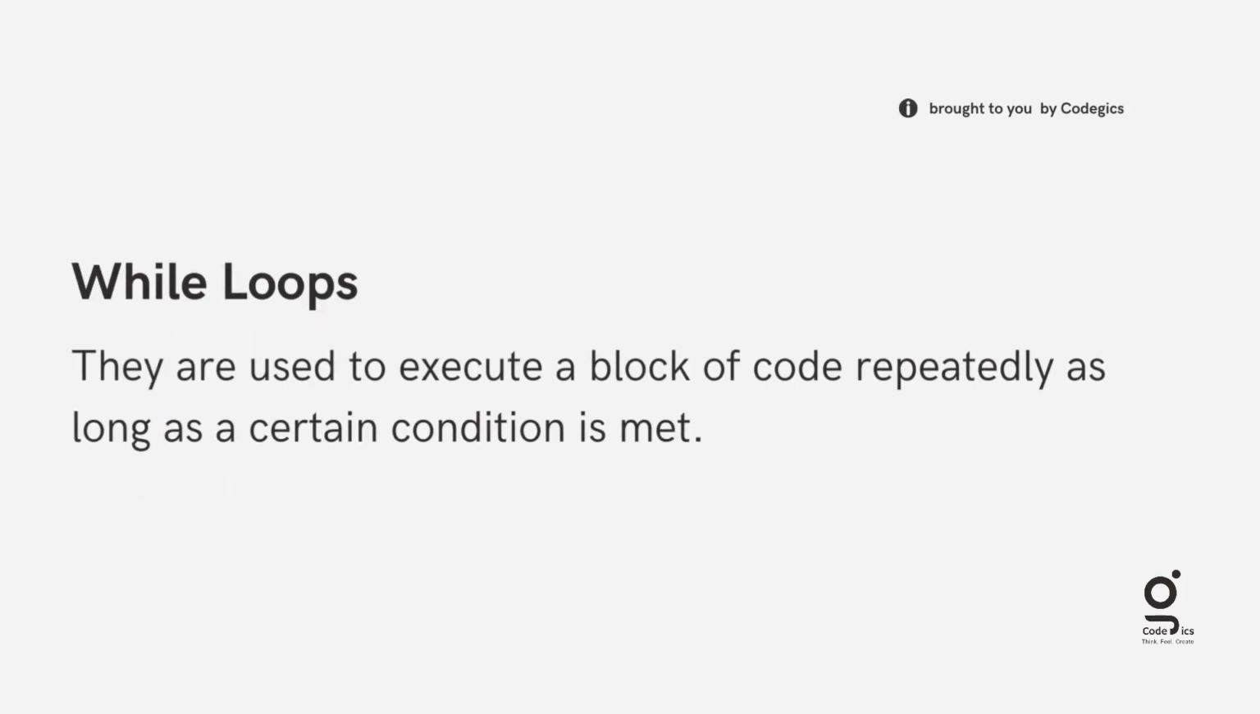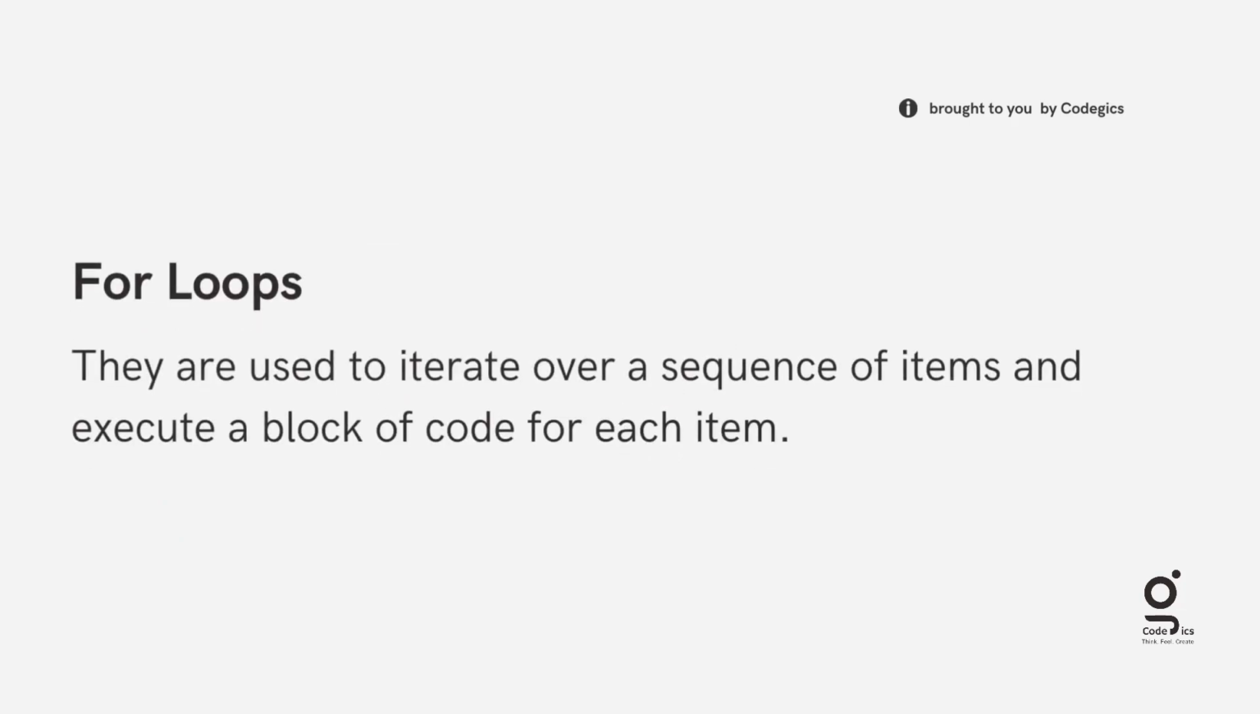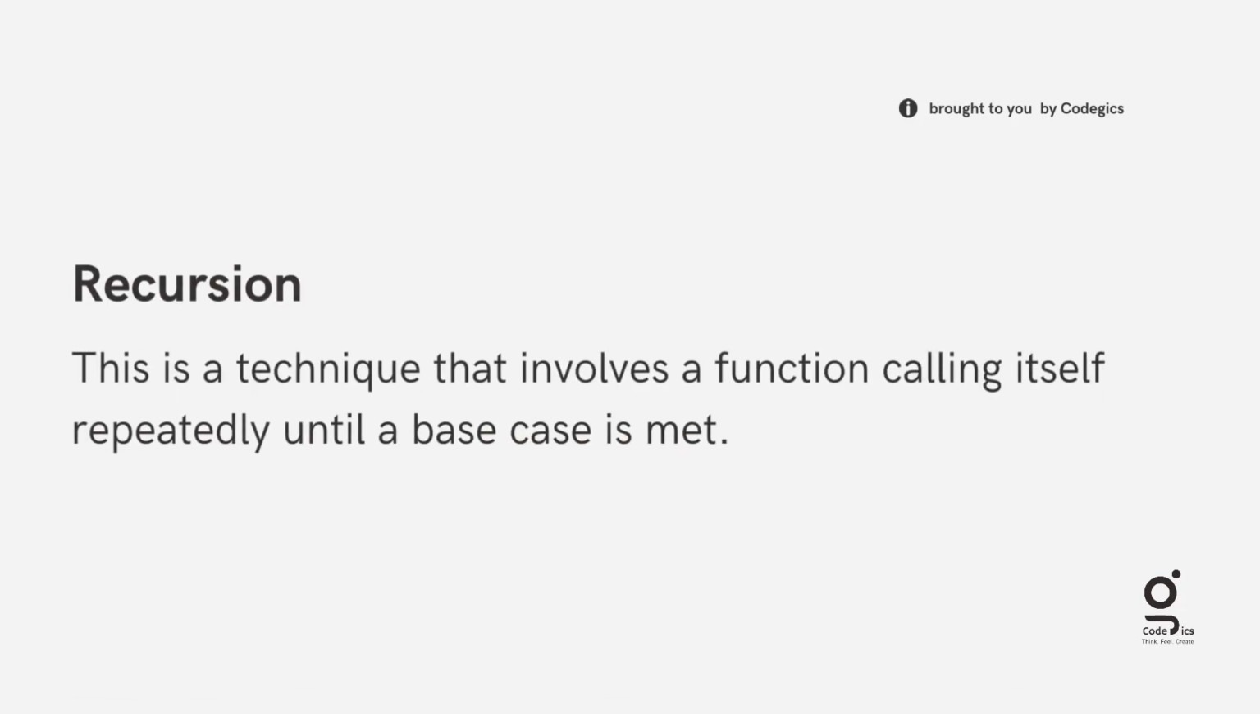While loops are used to execute a block of code repeatedly as long as a certain condition is met. For loops, on the other hand, are used to iterate over a sequence of items and execute a block of code for each item. Finally, recursion is a technique that involves a function calling itself repeatedly until a base case is met.